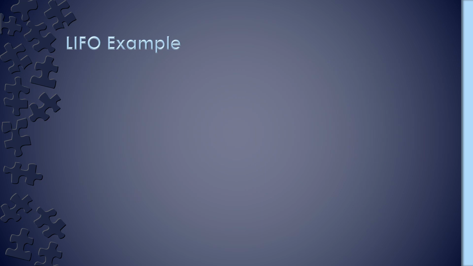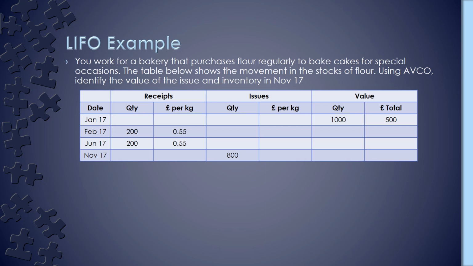Okay, so using the same example on the LIFO method, let's bring it up. First of all, let's just start with putting our values in here. So we started off with 1,000 kilos. We purchased 200 in February, so we then had 1,200 kilos. We know that our 200 kilos was purchased at 55p, which is 110. We then purchased another 200 kilos in June, so we go back up to our 1,400, and that was at the same price, so it's another 110, so we come back to our £720.